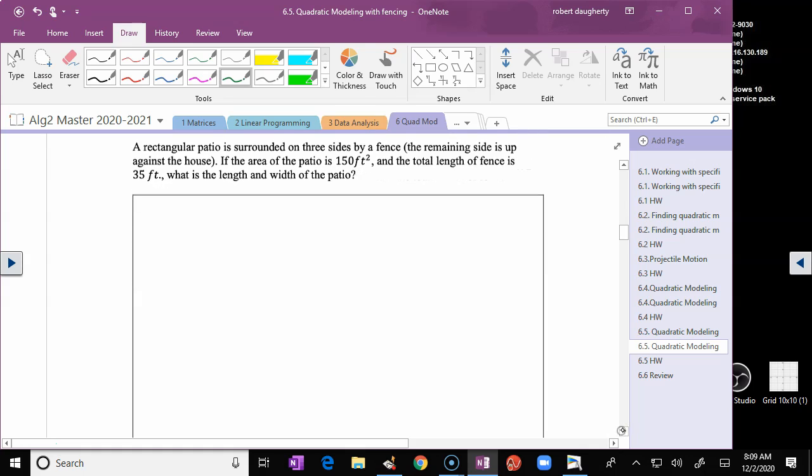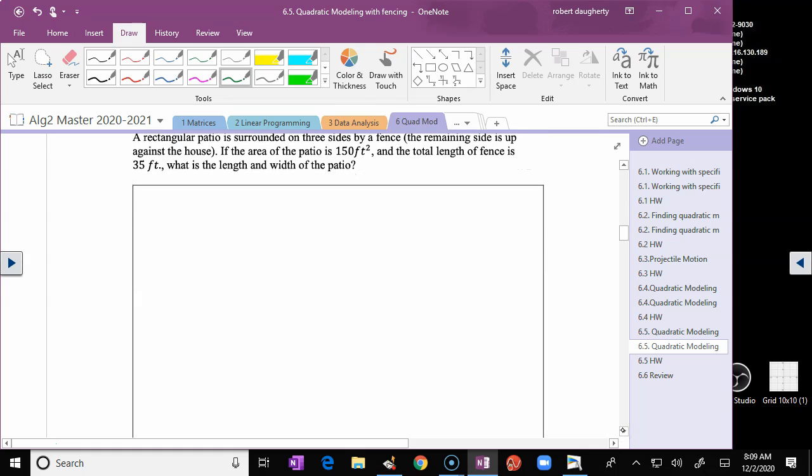Look at another example. A rectangular patio is surrounded on three sides by a fence. So you've got some kind of patio. It's surrounded on three sides by a fence, okay? If the patio area is 150 square feet and the total length of the fence is 35, what is the length and width of the patio, okay?